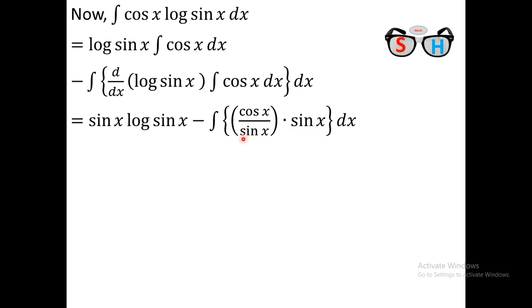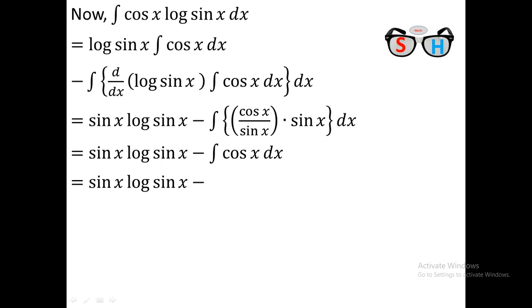If you simplify it, sin x will be cancelled, therefore sin x log sin x minus integration cos x dx. Again integration of cos x is sin x, that is minus sin x. If you take common sin x, this will be sin x into log of sin x minus 1. Therefore this is the value of integration cos x into log of sin x. Remember it, I will use this result later.